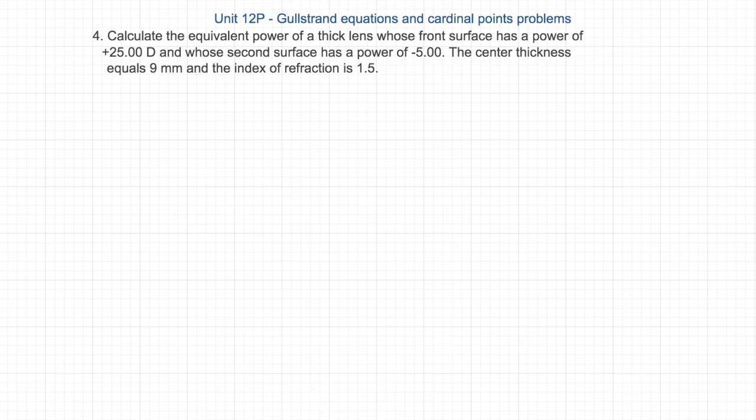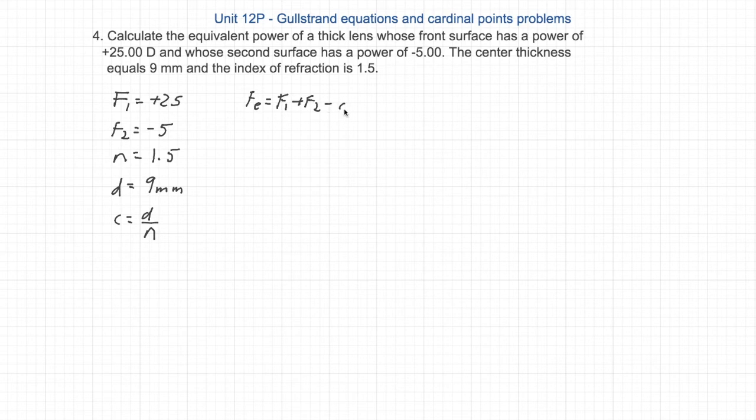Question 4, calculate the equivalent power of a thick lens whose front surface has a power of plus 25 diopters and whose second surface has a power of minus 5. The center thickness equals 9 millimeters and the index of refraction is 1.5. So we have F1 equals plus 25, F2 is minus 5, N is 1.5, D is 9 millimeters, and C is equal to D over N.